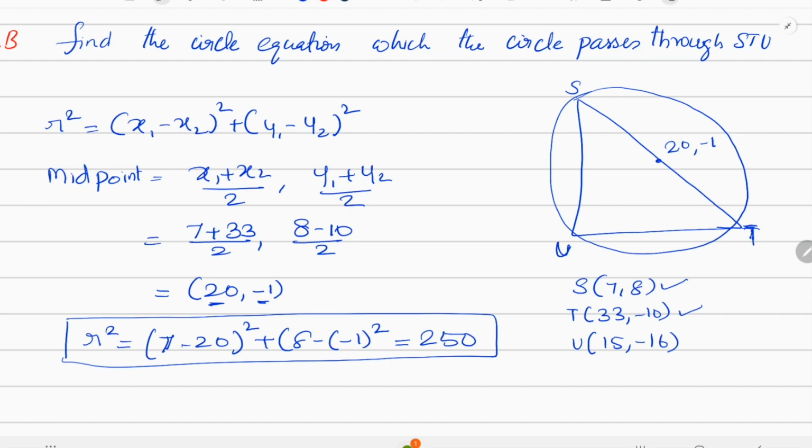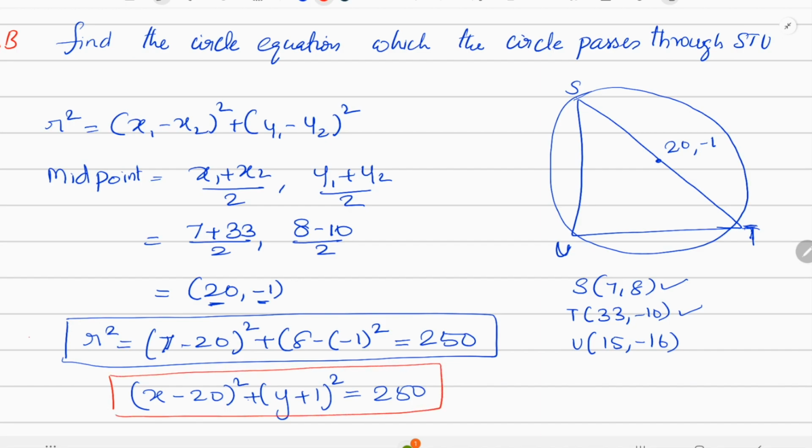Obviously this is the circle equation. What is the circle equation? Once we find the r square, the circle equation is x minus the midpoint of x, whole square, plus y minus the midpoint of y, whole square, equals r square. This is the circle equation. We have found the circle equation. First find the r and then find the circle equation.